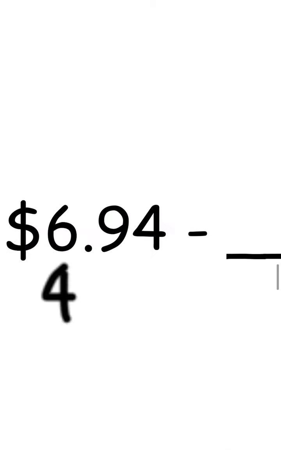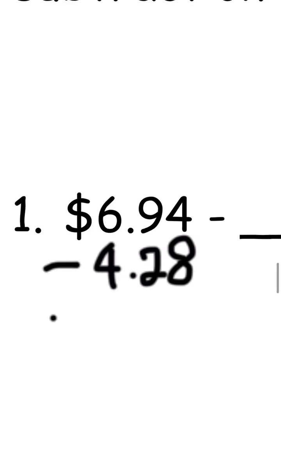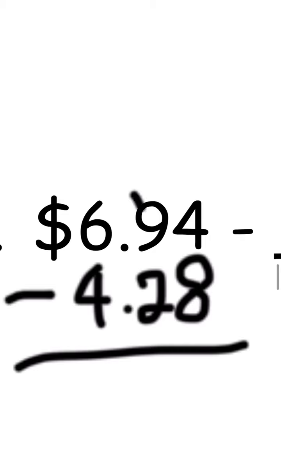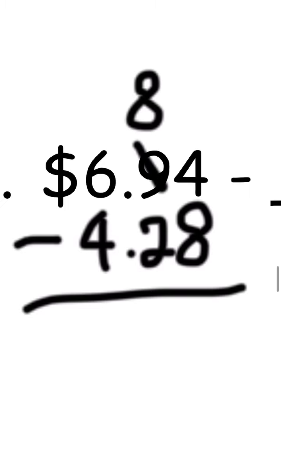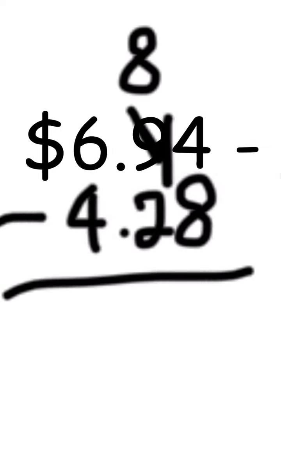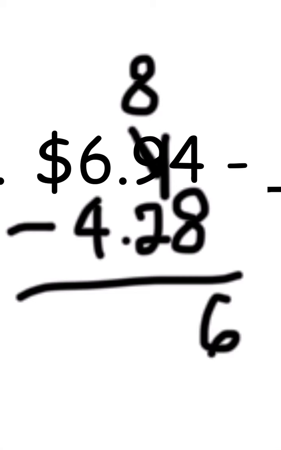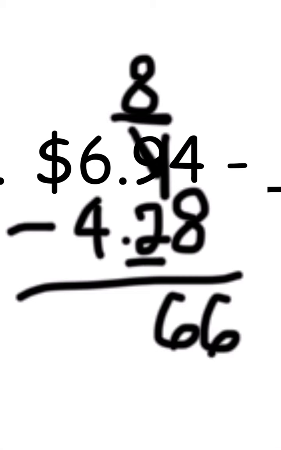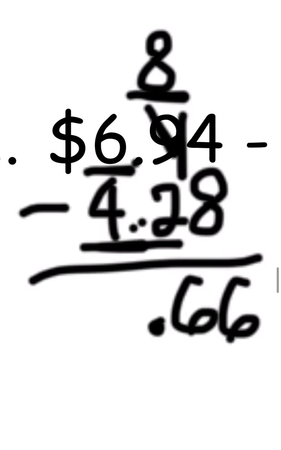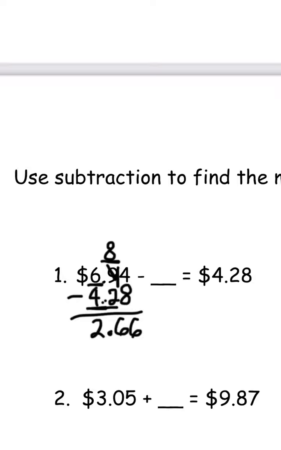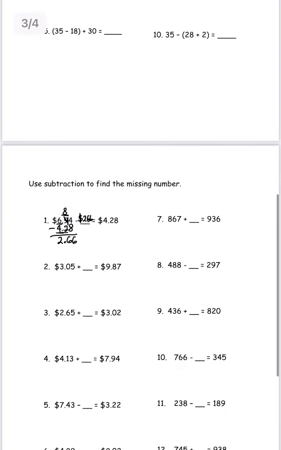We need to borrow from 9, which is going to be 8, and 4 is going to become 14. And now 14 minus 8 is 6. 8 minus 2 is also 6. And then we need to put the decimal point in the same place, and now we need to subtract 4 from 6, which is going to be 2. So it's going to be $2.66 for number 1.